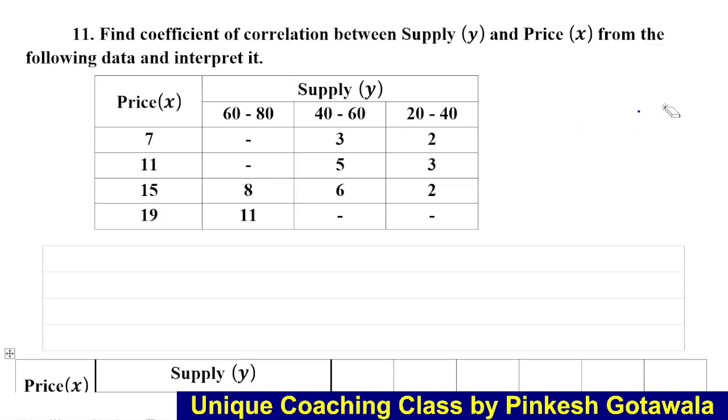So in this sum what is the new point? Actually it is not a new point, it is some basic point. They give the mid value instead of the class.